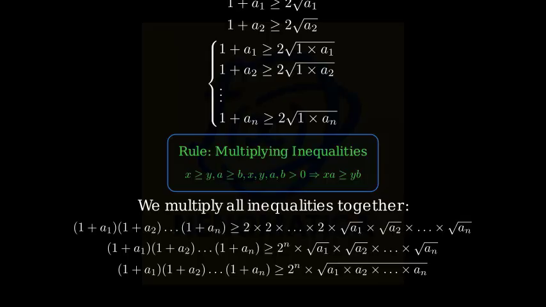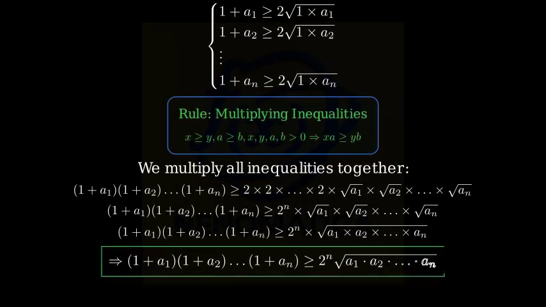And with that, we've completed the proof of our theorem. We've shown that if a sub 1, a sub 2, up to a sub n are all greater than 0, then the product of 1 plus a sub 1 multiplied by 1 plus a sub 2, and so on until 1 plus a sub n is greater than or equal to 2 raised to the power of n, multiplied by the square root of the product of all the a's. Let's look at two important special cases of this theorem.